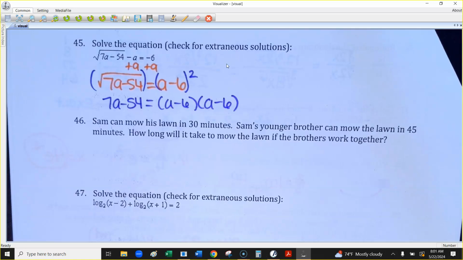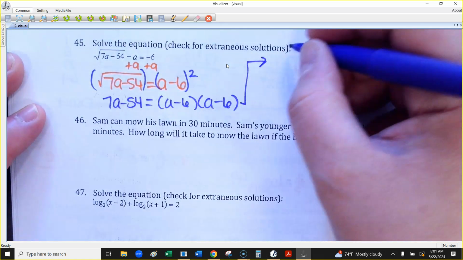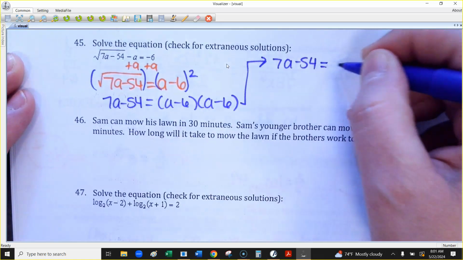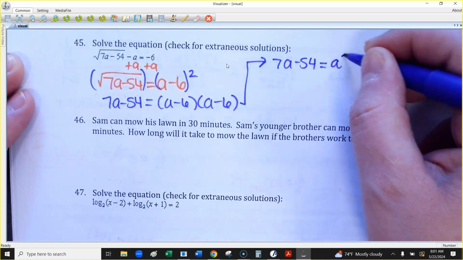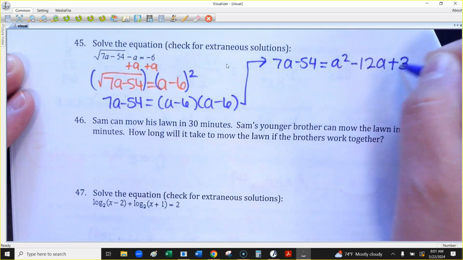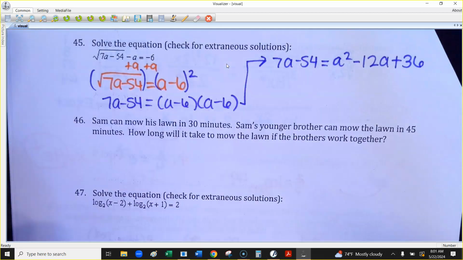So I am actually going to, I wrote too big. Let me come up here. All right, so I have 7a minus 54, box or FOIL, whichever one you like better. This should simplify to be a squared minus 12a plus 36. You are going to end up with the quadratic, so just set it equal to 0. What I would tell you to do, though, it will be factorable, so if you want to try and factor it, you can, but try to keep the a squared term positive.